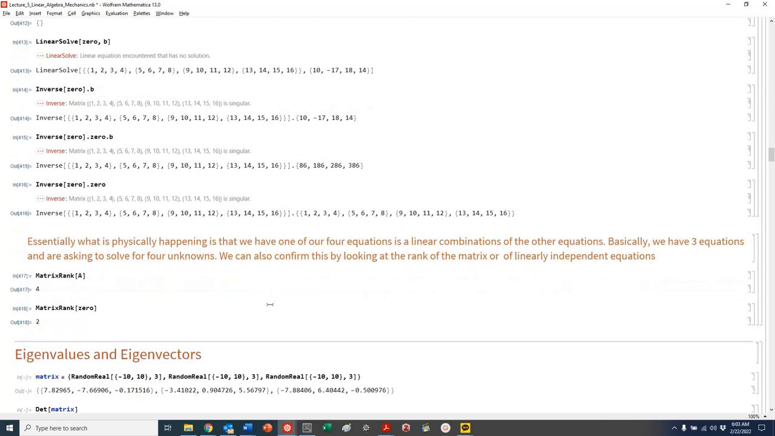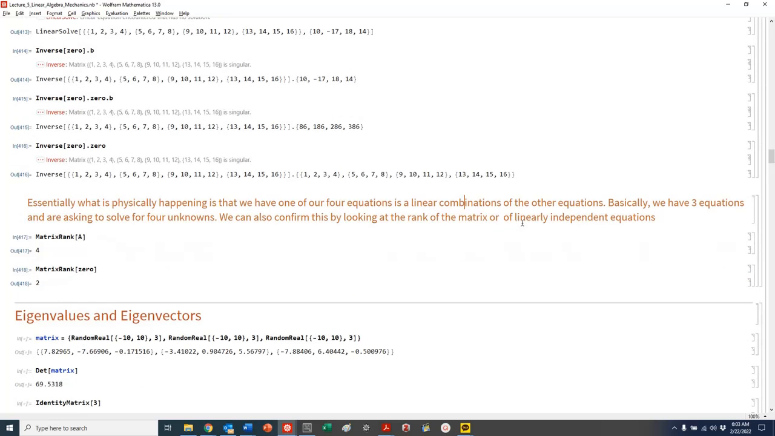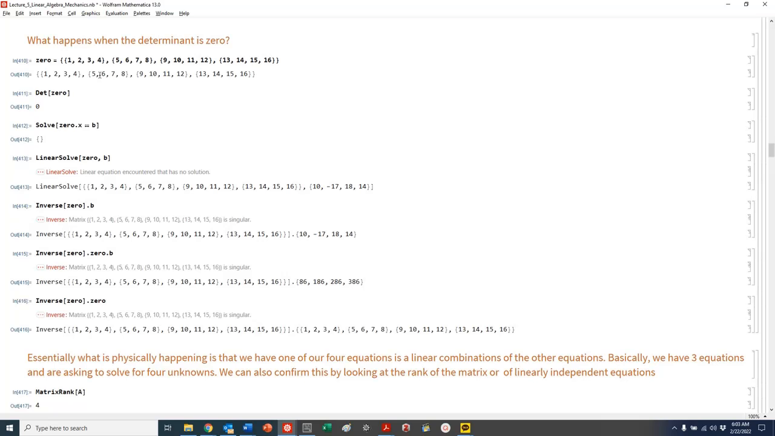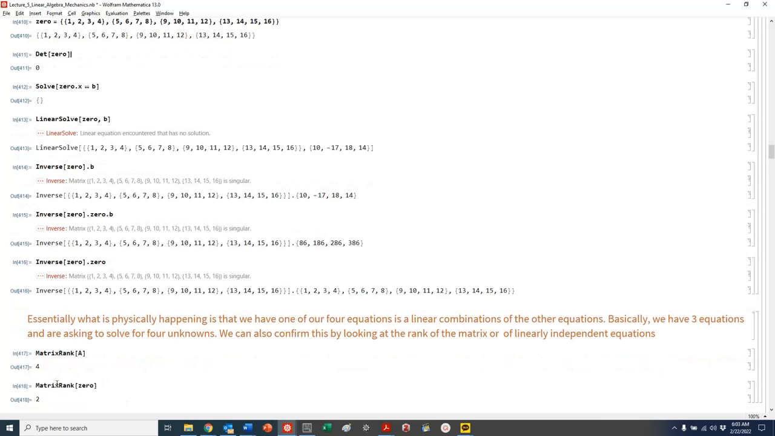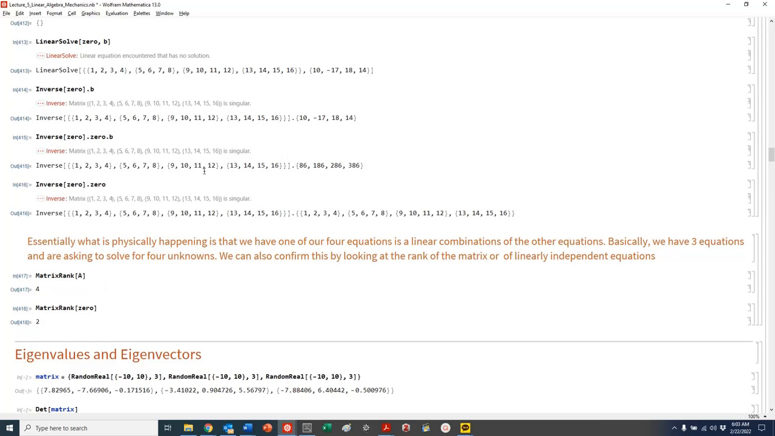So you could look at the rank of the matrix, or the linearly independent equations. We only have 2 independent equations. So that's a big problem here. We're trying to solve for this one. Determinant is 0, that's a problem. And then we could also look at that in the matrix. Unfortunately, when that happens, we're not going to be able to solve for it because we're asking for the impossible. We're asking to solve for 4 unknowns, but we only have 3 equations.